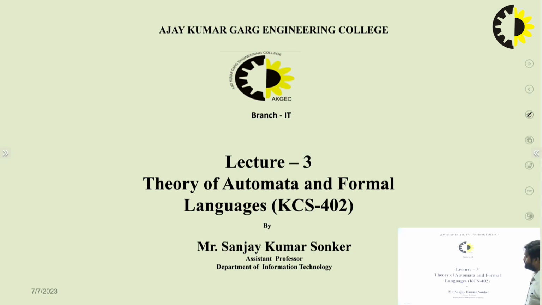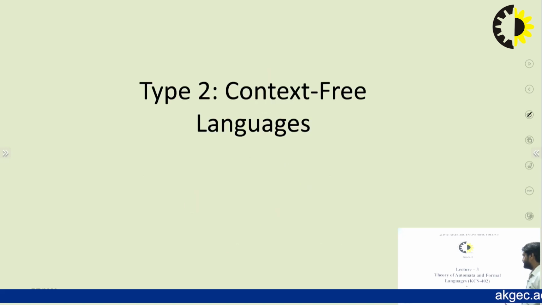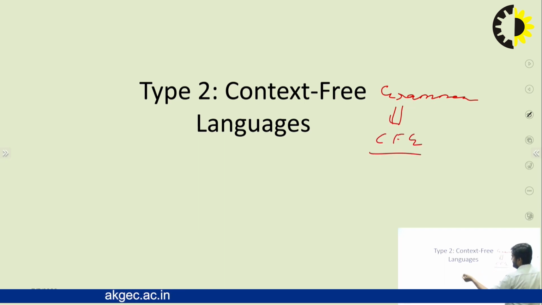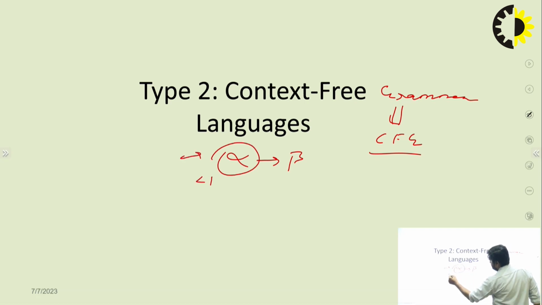Now today's topic is based on context free grammar. First we define that a context free grammar generates context free languages. Now first discuss the grammar. In a grammar, any production is given as alpha generates beta. Here we only give a restriction on the left hand side.